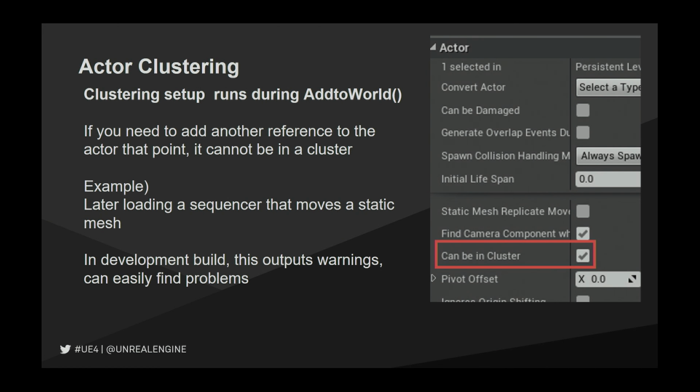Clustering runs when the actors are added to the scene, so you can't add any references to those objects later. So for example, if you load up a level that has a static mesh placed in it that you want to have clustered with a scene, but then you later load a sequencer sequence that references that static mesh, that reference was not known about at the time that the static mesh was created, so it can't be clustered with the level. But in development builds, there's warnings that pop up if you accidentally break that rule, so it's pretty easy to tell.